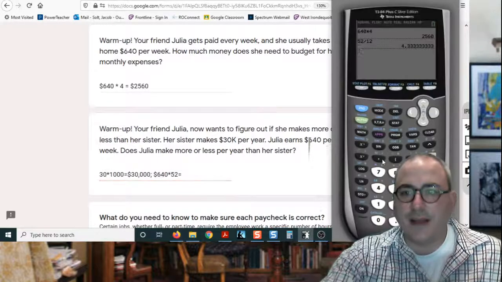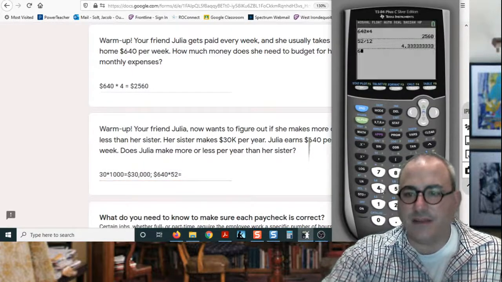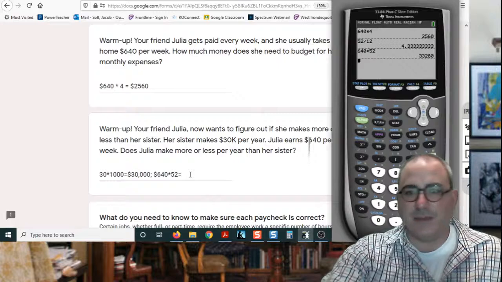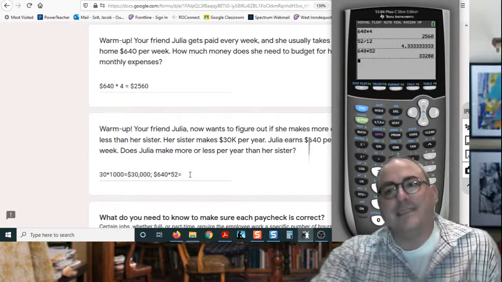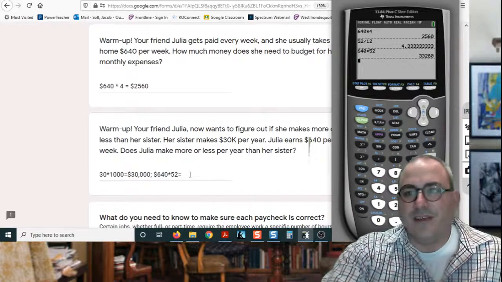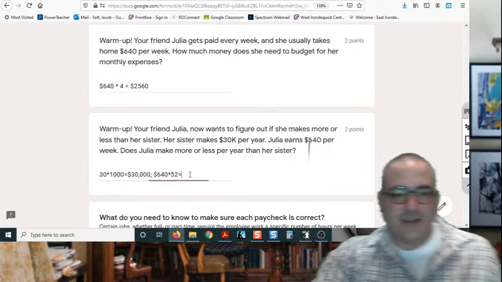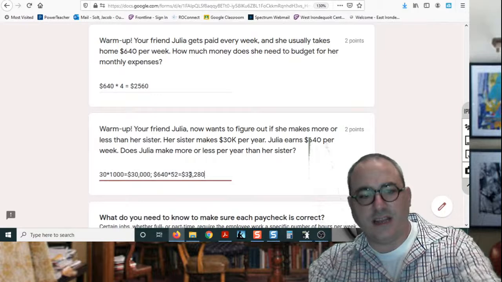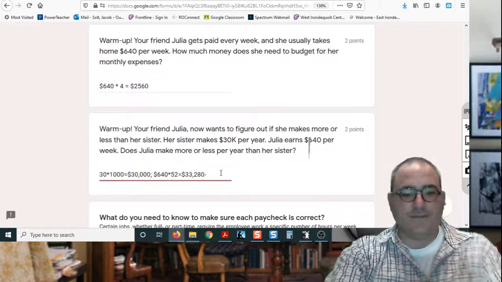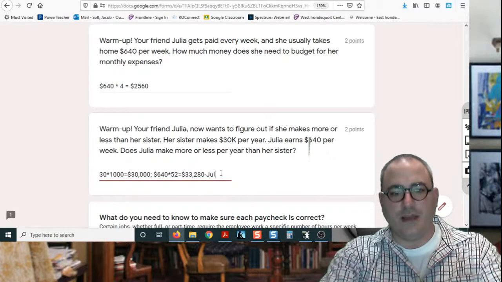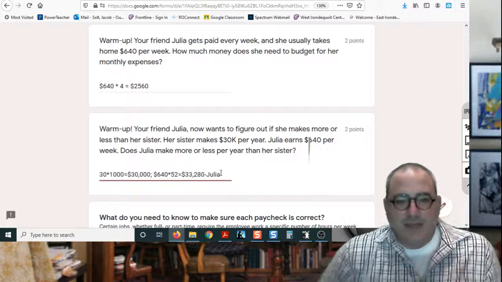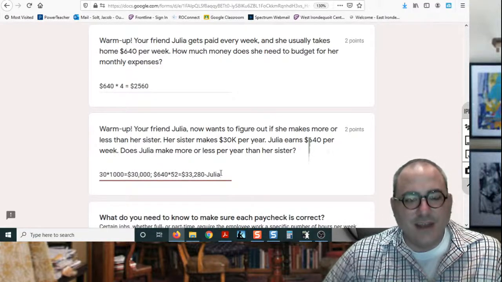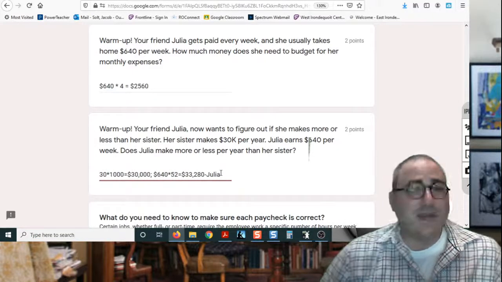Pull my calculator back up. Help me, Mr. Calculator. I don't want to have to do this in my head. I'd rather rely on you to do this computation. That's the easy part, the computation. It's the math thinking that can be a little difficult. All right, so 33,280. That's what Julia makes. Julia makes 33,280. Her sister makes 30 grand. Julia makes a little bit more money.